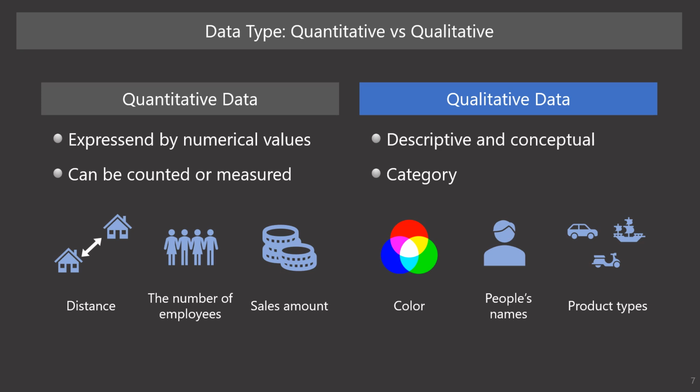Qualitative data is descriptive and conceptual. It is not expressed by numbers, but by some kinds of categories like types, names, symbols, and so on. Typical examples are colors, people's names, product types, and so on.